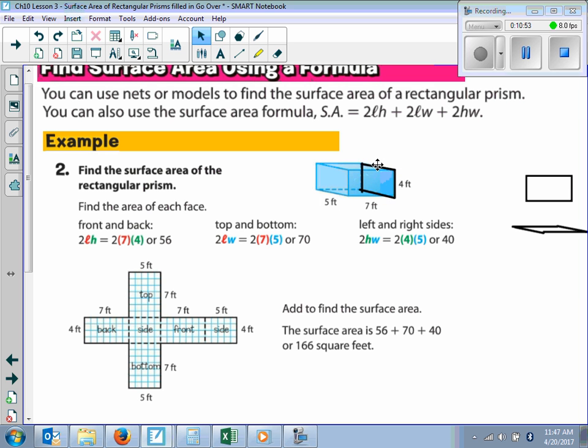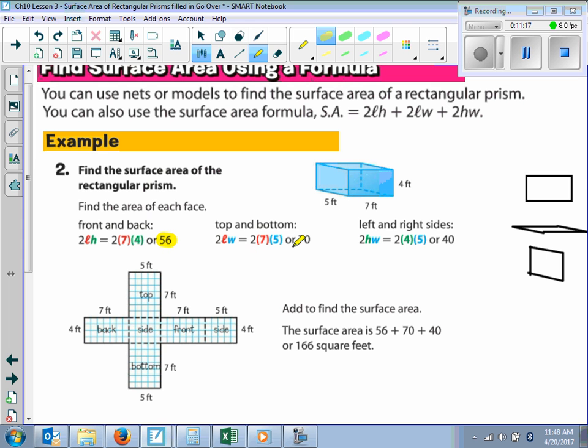Now I want this measure right here, or that measure right there. So that's going to be what? 5. Okay? And that's where we're going to get that 5. So we have 2 times 4 times 5, which is 40. Okay? So now we have the front and the back.